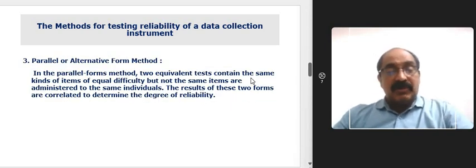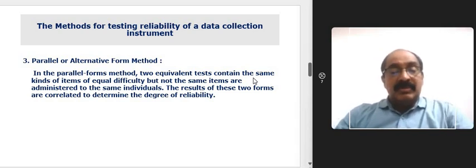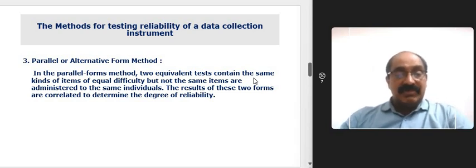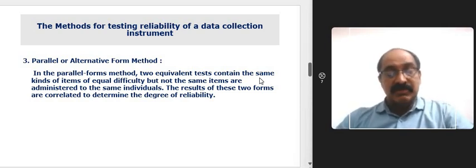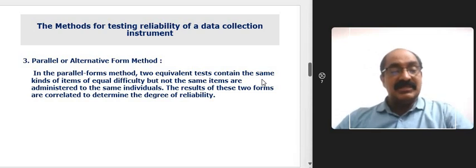The third method is the parallel or alternative form of testing reliability. In the parallel form, the researcher develops two equivalent tests. That is, they contain the same kind of items, but not the same items. So the instrument will be measuring the same thing in a different manner. The researcher administers the first test and collects the information from the respondents. After some time he administers the other form which he has developed earlier. He then finds the correlation between these two sets of data, and if the correlation is very high, then we can say that the test has high reliability.